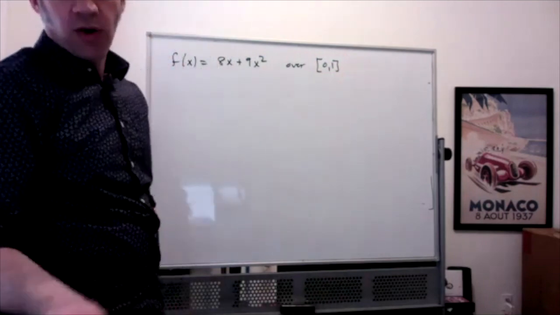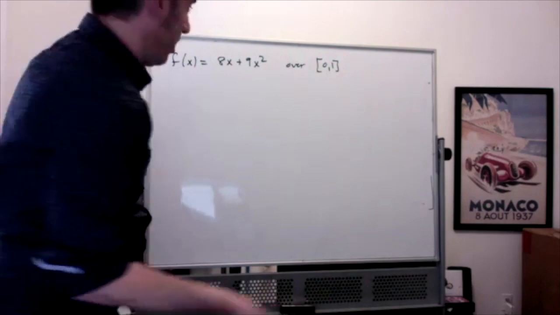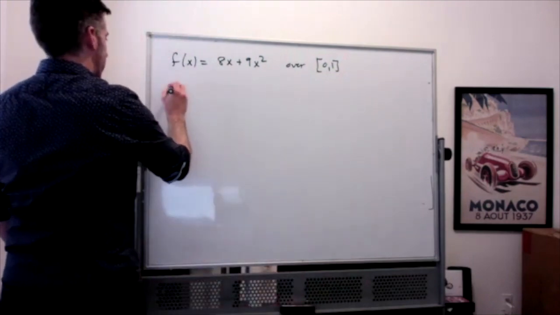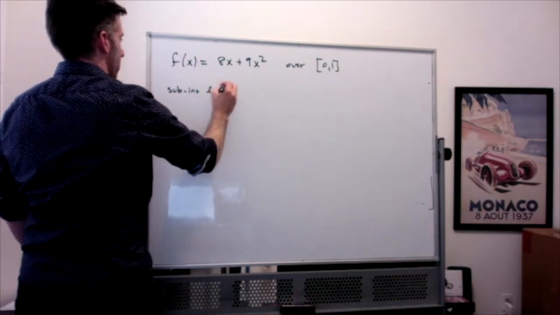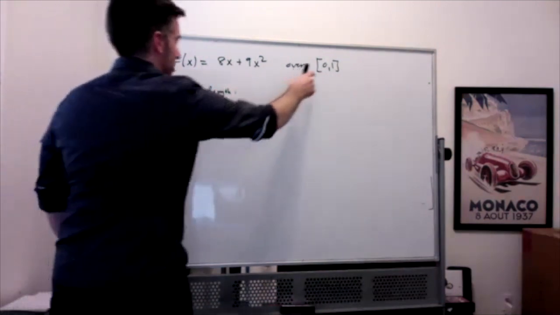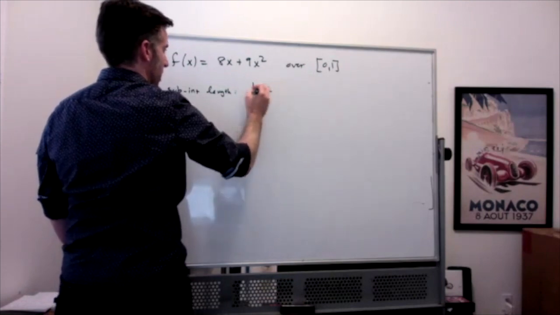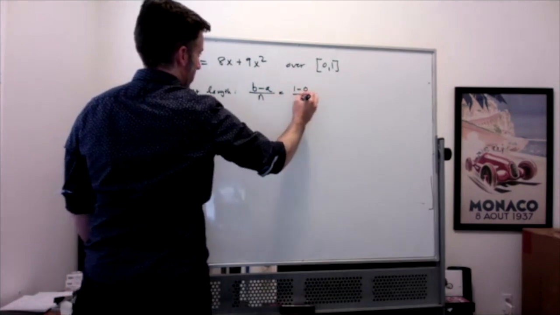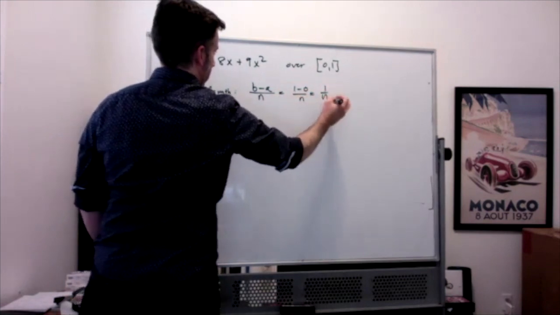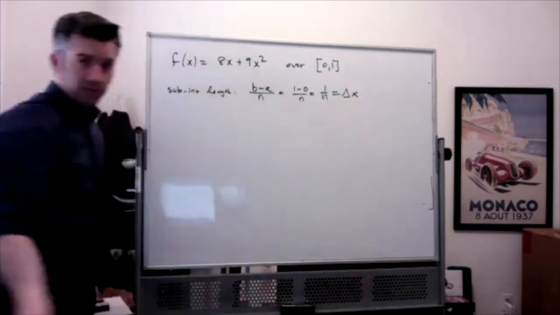And the first part of this is to divide the interval into n subintervals of equal length. How long is each subinterval? Well, the subinterval length is given by the total length. So generally we write that as b minus a divided by n, which in this case is 1 minus 0 divided by n, which is 1 over n. We often call that delta x.